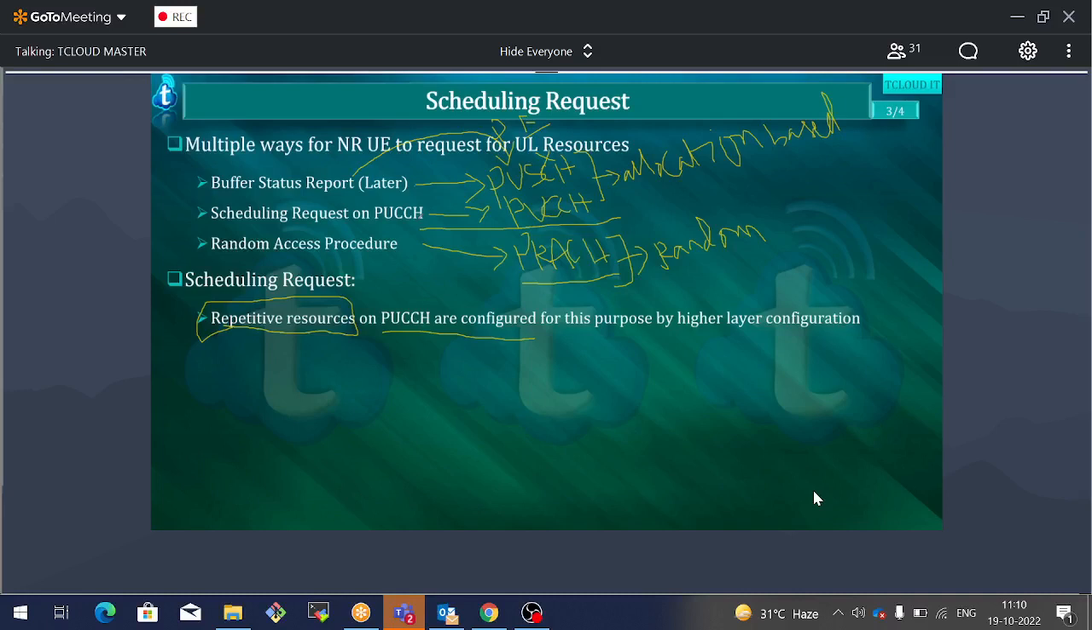Because PRACH is common resources. What is the meaning of common resources? They are allowed to be used by any subscriber. Any subscriber doesn't need any gNodeB's permission to use PRACH. But you require gNodeB's permission to use either PUSCH or PUCCH, because they're allocation based.